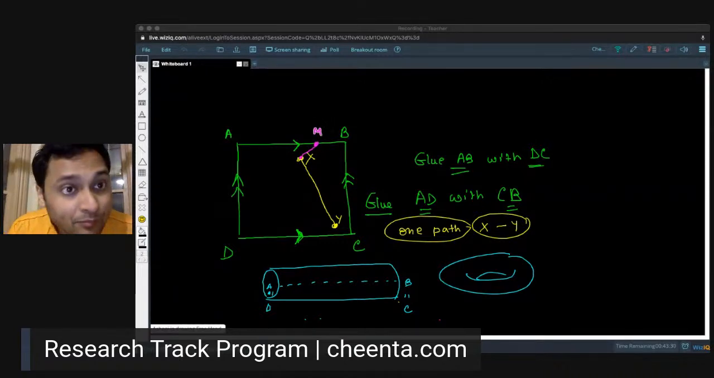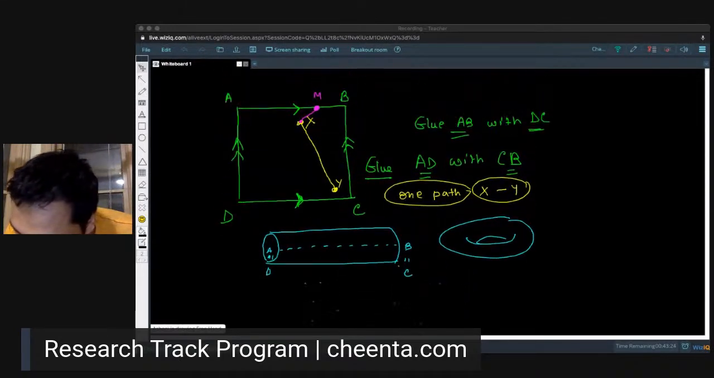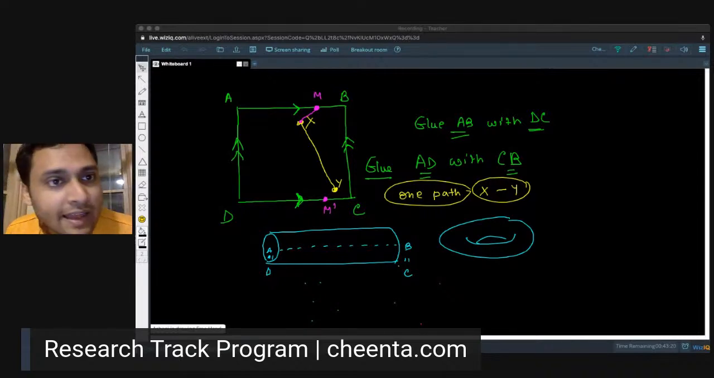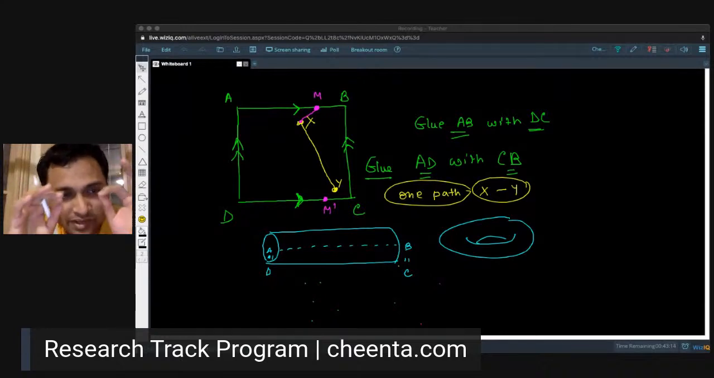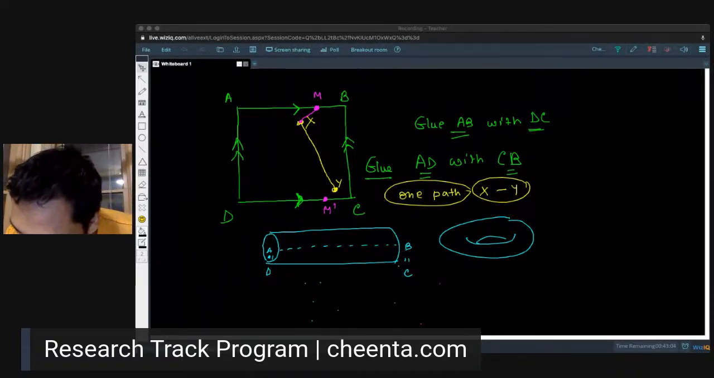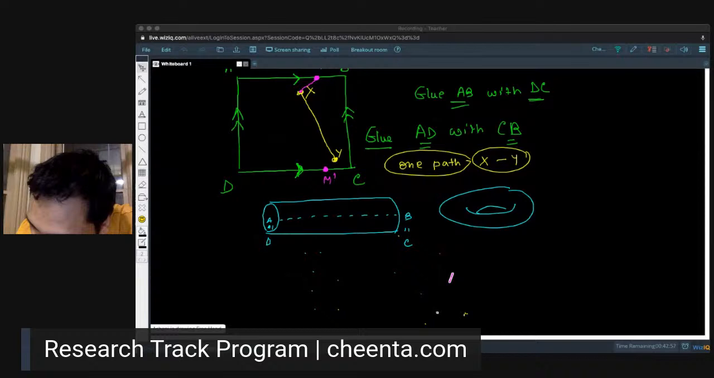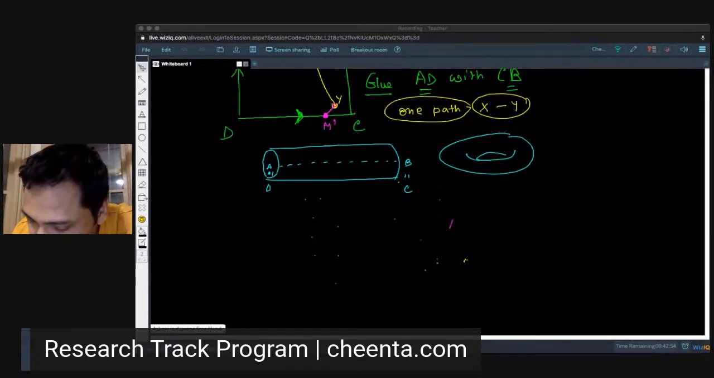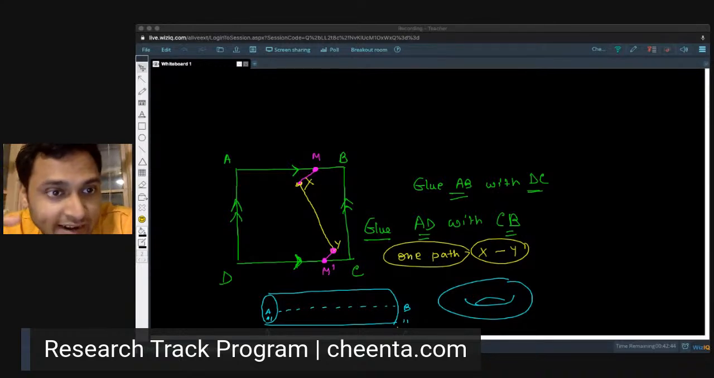So suppose this point is M. This point right here is M, and M is glued to this M prime. So you move from X toward AB, you reach the point M, but after all, M is M prime, it is glued together. Remember, AB was glued to DC, and then you sort of magically appear at the point M prime, and then you move to Y. This looks like a shorter path than the one that we just talked about, the XY direct straight line.